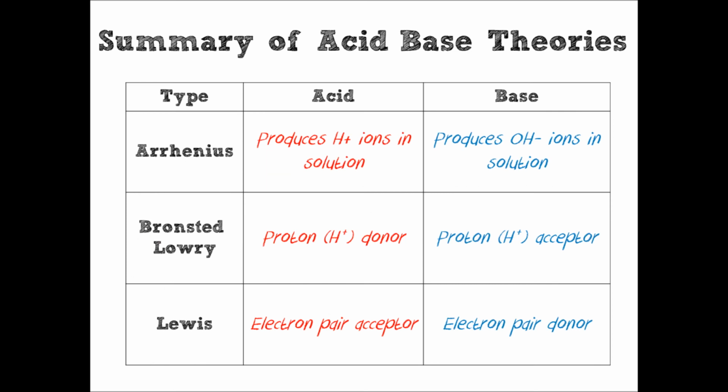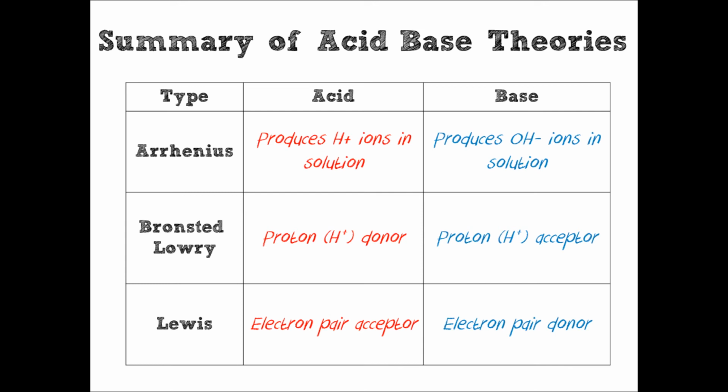All right, so summary of our acid-base theories. The Arrhenius definition defines an acid as a substance that produces hydrogen ions in solution, and a base as a substance that produces hydroxide ions in solution. It's the most restrictive definition because it requires that the base have hydroxide in it.